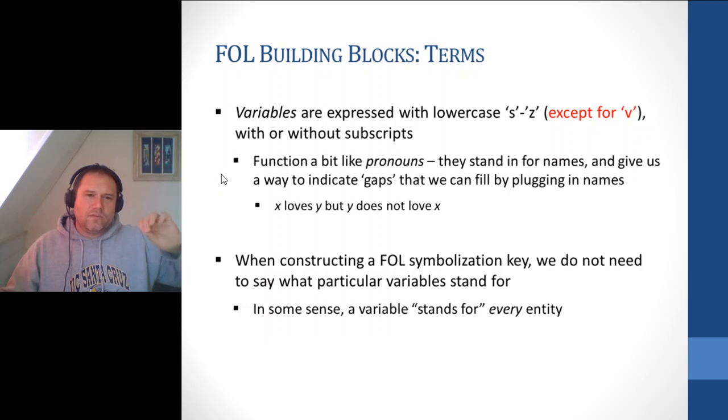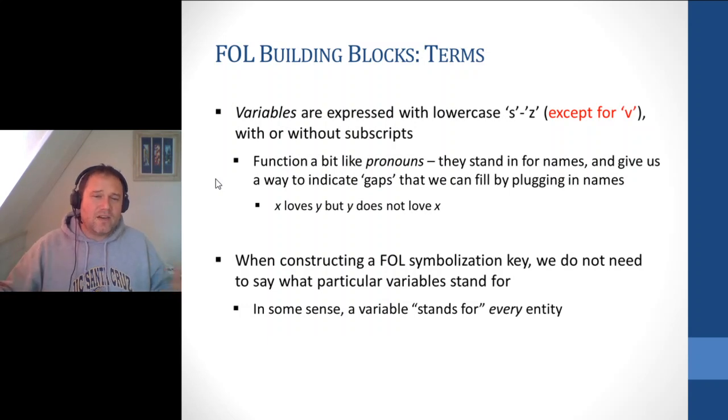So unlike names, which pick out particular entities, variables function a bit like pronouns in English or in most natural languages. That is, they kind of stand in for names. They give us a way to indicate gaps that we could fill by plugging in a name. So for example, I might write something like this, where we've got the variable x, the variable y: x loves y, but y doesn't love x. So what I can do now is start plugging in names here, and get sentences that I could then evaluate. So Finn loves Princess Bubblegum, but Princess Bubblegum doesn't love Finn, because Princess Bubblegum loves Marceline the Vampire Queen, as we all know.